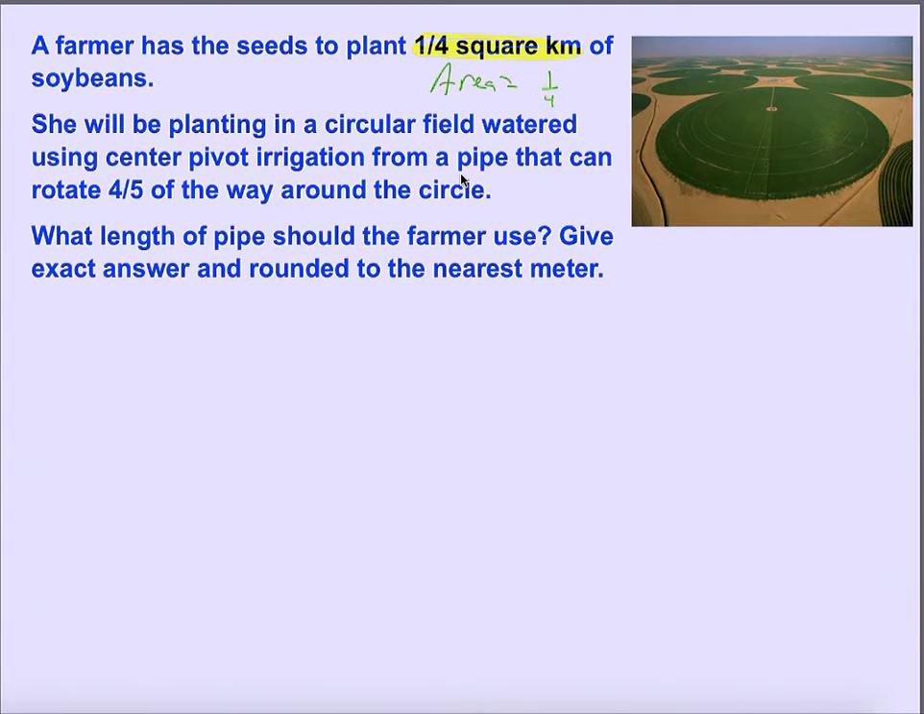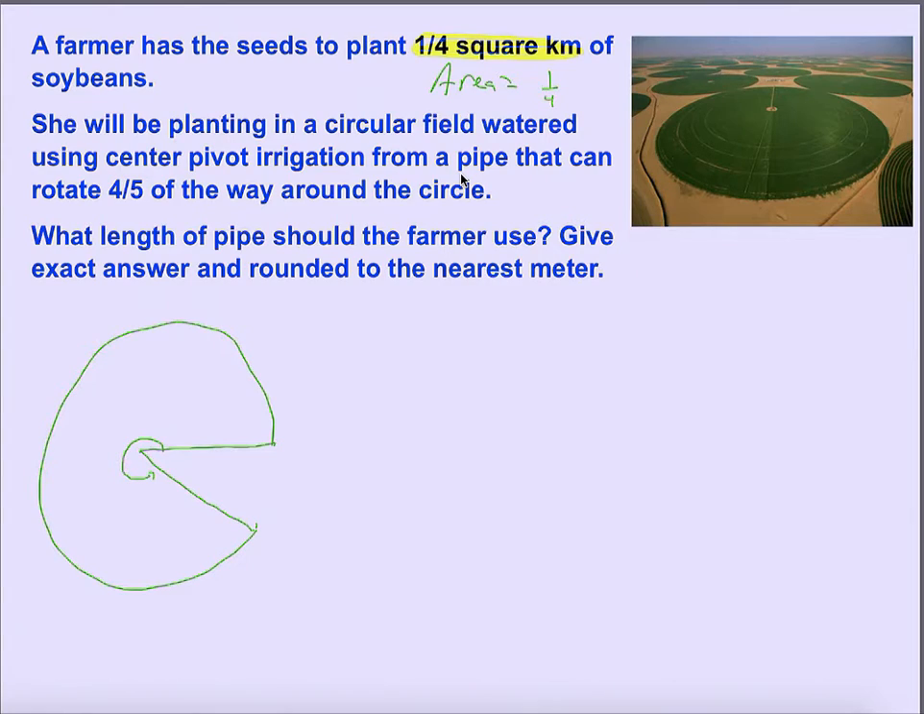So she'll be using a pipe that can rotate 4/5 of the way around a circle. So what we're telling you here is that the pipe, which is just a long rectangle, can rotate 4/5 of the way around a circle. This is realistic, actually. A lot of times the pipe can't go all the way in a full circle. The machinery to design it to go all the way around would actually be more complicated. So what they do is they have it go most of the way around, and that's how much of the field they can plant.